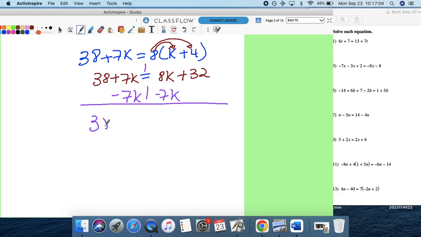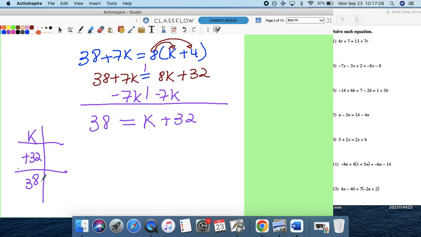38 comes down. 7k minus 7k is just 0, so we don't write a 0. 8k minus 7k is just 1k plus 32. So here's my little table. My variable is k. It's being multiplied by 1, which we don't have to write, and then we're adding 32. And that's going to give me 38.